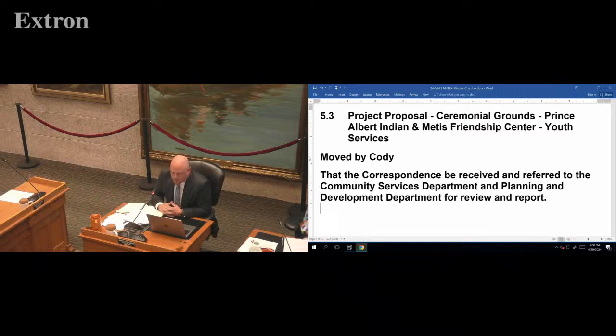I do have a question. Before I get to the question, we know Prince Albert has been considered the gathering place for centuries and beyond. Do we know, or can you tell me more about why the proposed site was selected as a potential place for the ceremonial grounds?